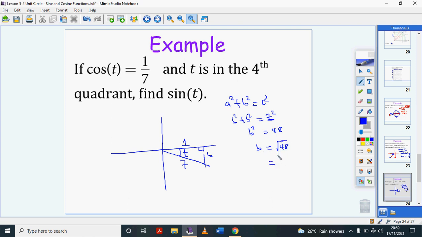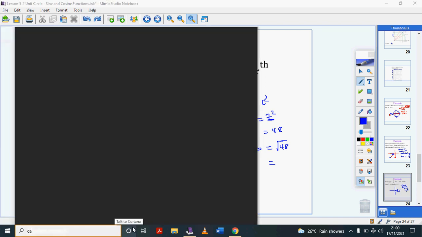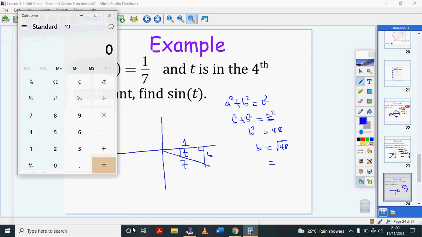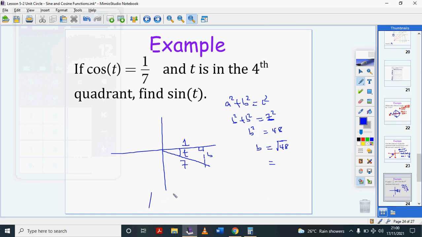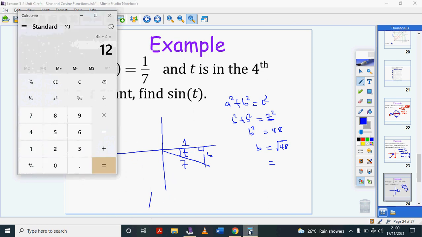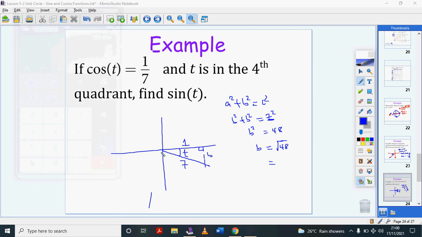Square root of 48 is the same as, 48 is 16 times 4, is it? No. What's 48? Isn't it 16 times 4? Sorry about this, guys. 48 divided by 4 is 12. Okay, 48 divided by 16 is 3. That's what I thought. So 48 is the same as 16 times 3. So that's the same thing as 4 root 3, right?